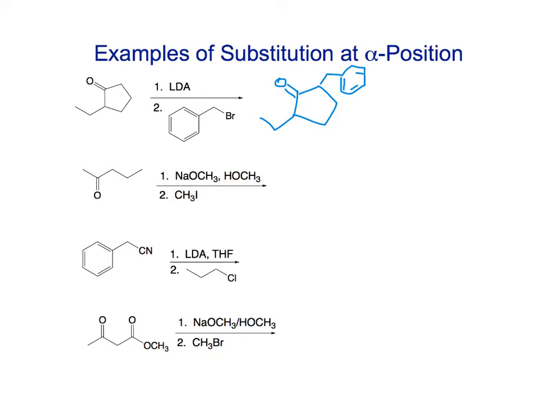All right, what about the second one? We're using sodium methoxide and methanol. Is that going to form the more substituted or less substituted enolate? The thermodynamic, more substituted enolate. So for our product, all we're doing is adding a methyl group this time. The methyl group would be at the more substituted alpha position. The next one, we can't really have a thermodynamic or kinetic, but we're just going to end up with this propyl group at the alpha position.